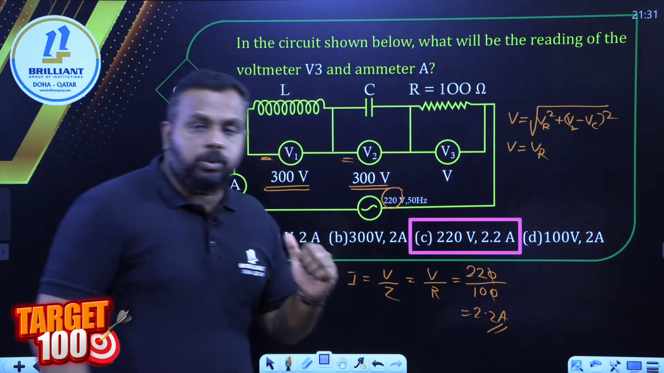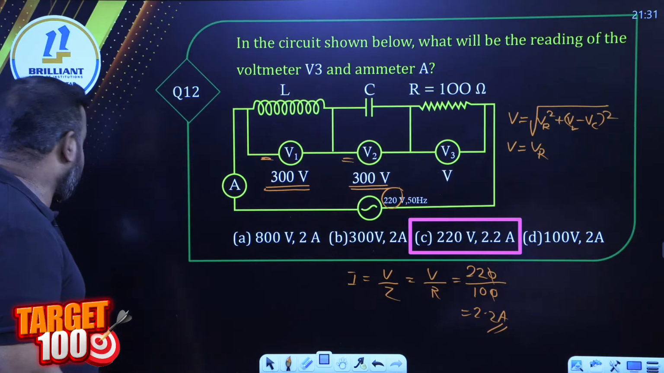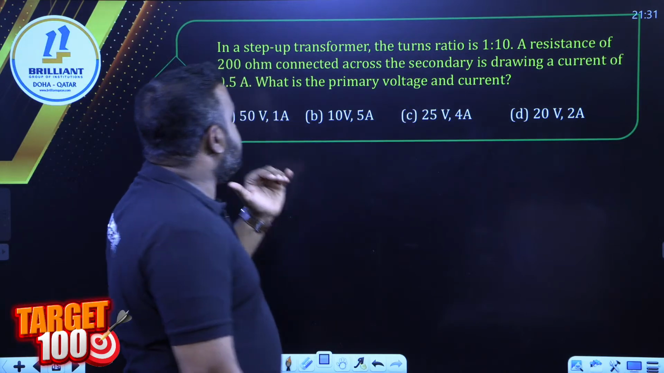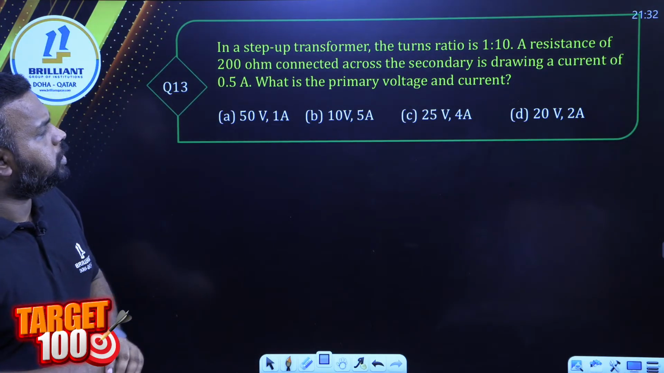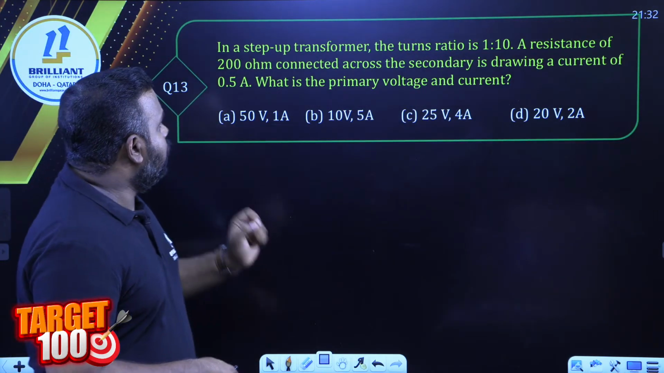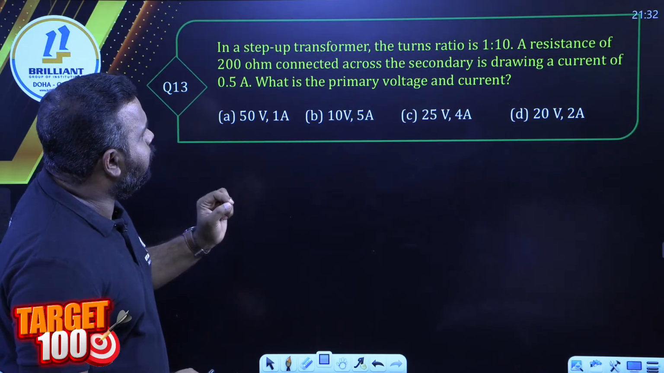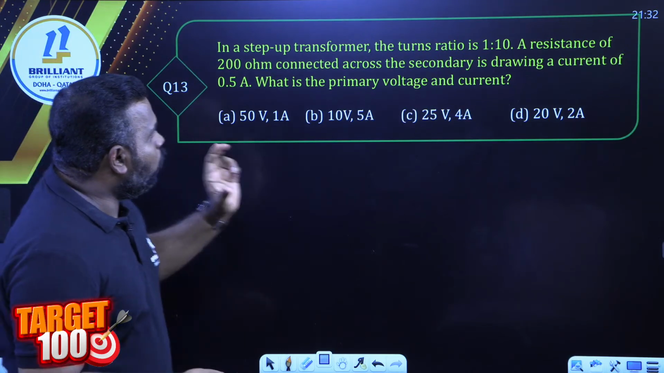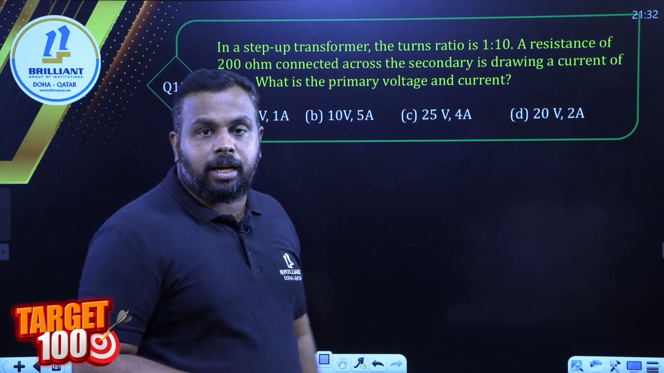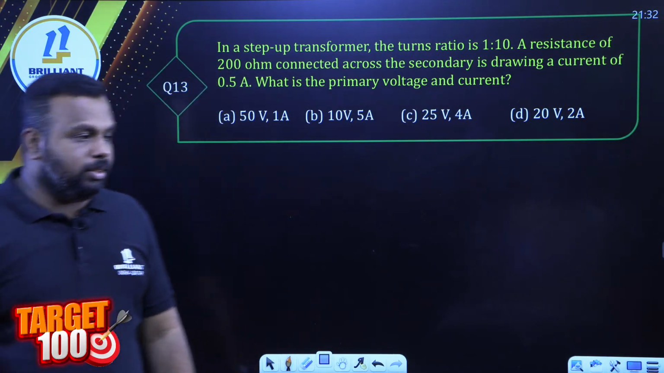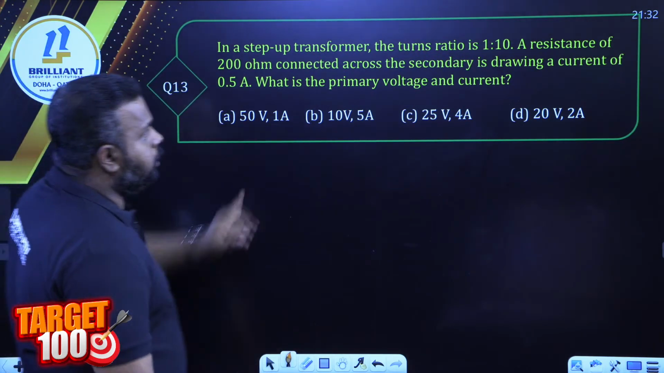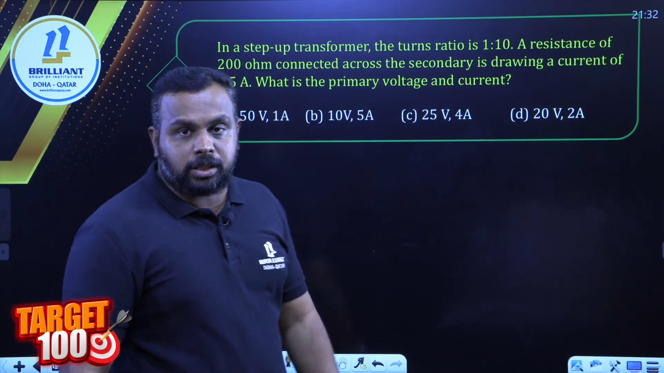Okay, now I'm going to the next question, question number 13. Again a transformer question. In a step-up transformer, the turns ratio is 1:10. A resistance of 200 ohm is connected across the secondary, drawing a current of 0.5 ampere. What is the primary voltage and current? Take pen, do the calculation quickly. Don't make mistakes.